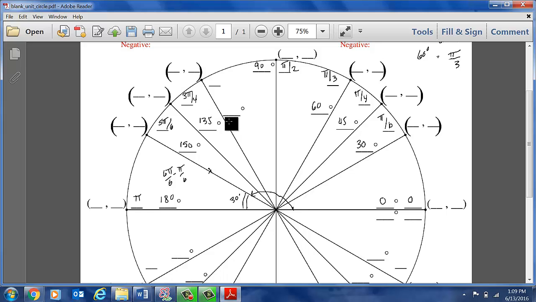And if I do the same thing here, now my reference angle is 60 degrees. So 180 minus 60 is 120. And again, that reference angle in radians is pi over 3. So 3 pi over 3 take away pi over 3 would leave me with 2 pi over 3.